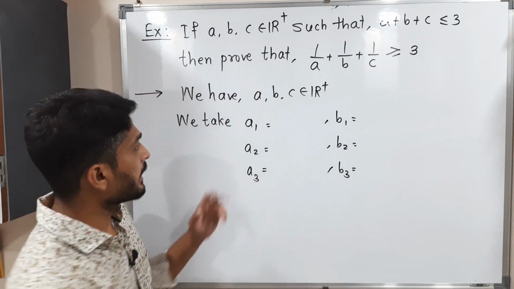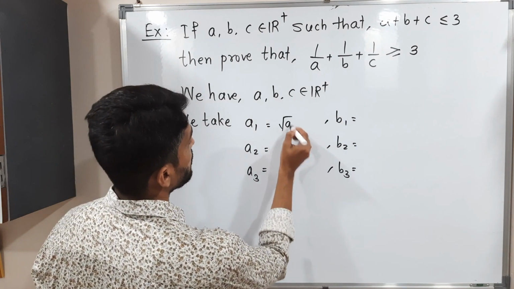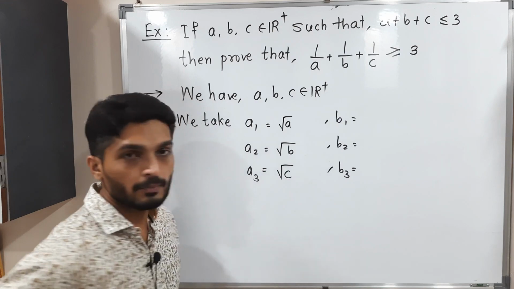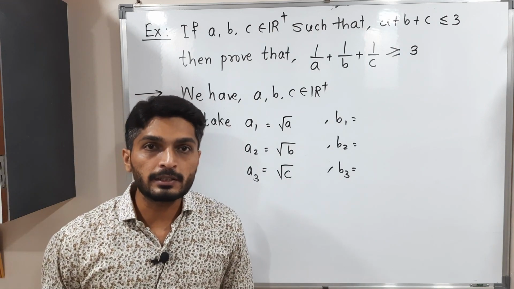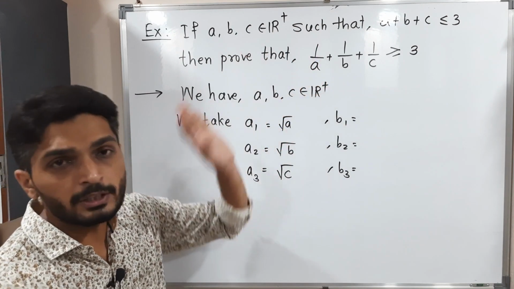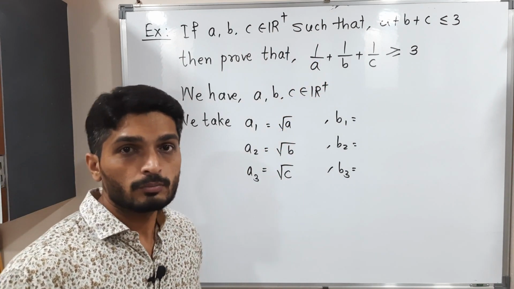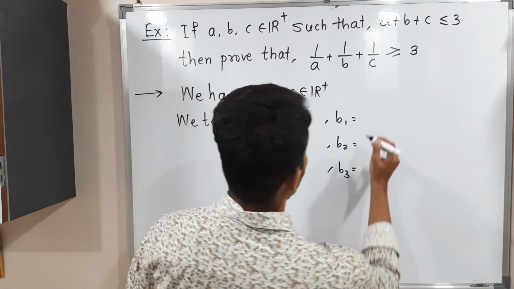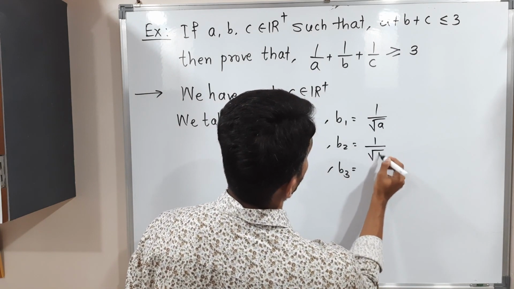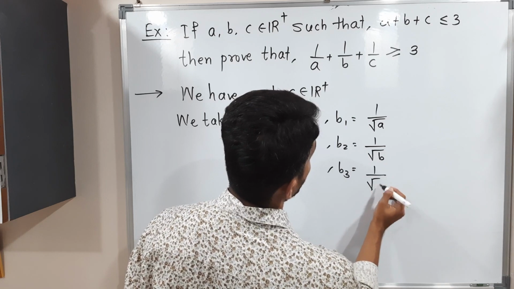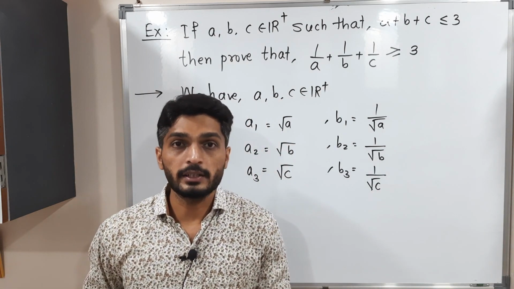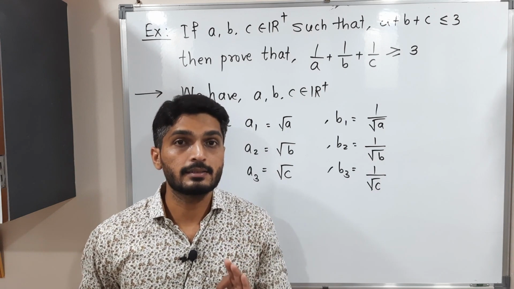Okay, so my a1 is root a, a2 is root b, and a3 is root c. And what will be our b1, b2, b3? I will take their reciprocals there. These are positive real numbers, so no need to worry. Okay, so those numbers cannot be 0. 1 upon root a, 1 upon root b, and 1 upon root c. So now I am going to apply Cauchy's Schwarz inequality for these 6 real numbers.